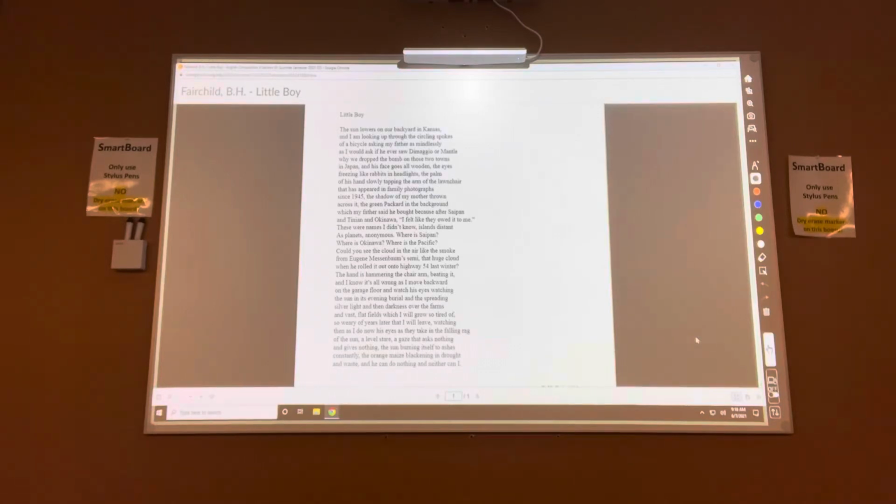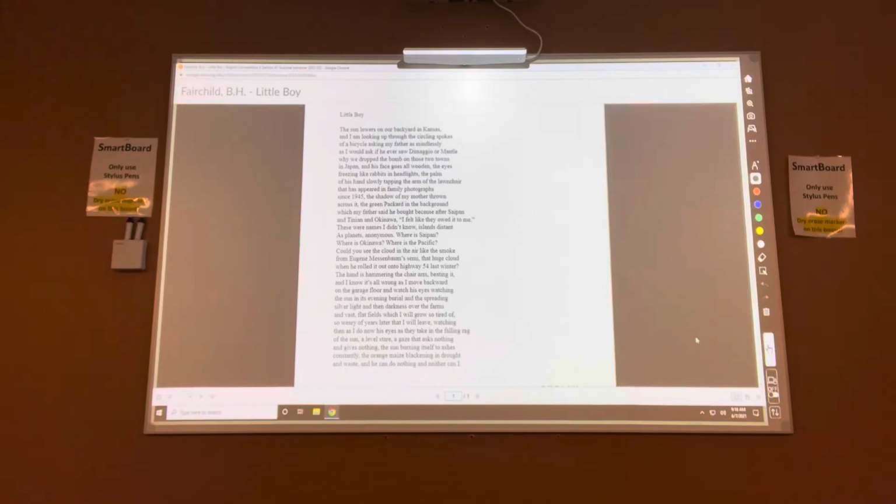The shadow of my mother thrown across it, the green Packard in the background, which my father said he bought, because after Saipan and Tinian and Okinawa, I felt like they owed it to me. These were names I didn't know, islands distant as planets, anonymous. Where is Saipan? Where is Okinawa? Where is the Pacific? Could you see the cloud in the air like the smoke from Eugene Messenbaum's semi, that huge cloud when he rolled it out on the Highway 54 last winter?